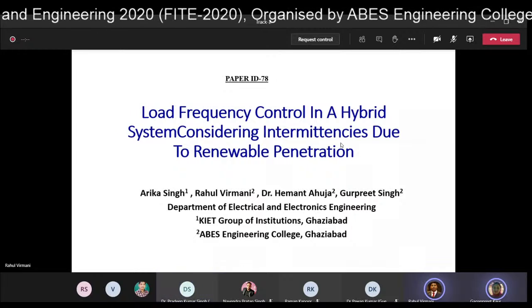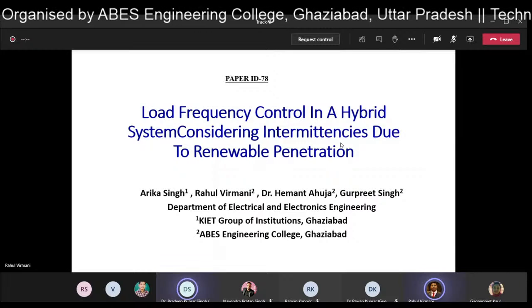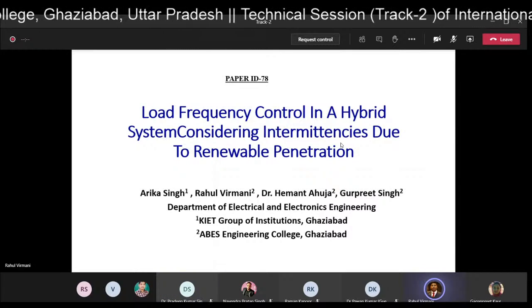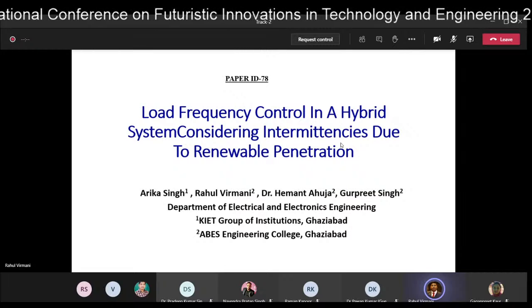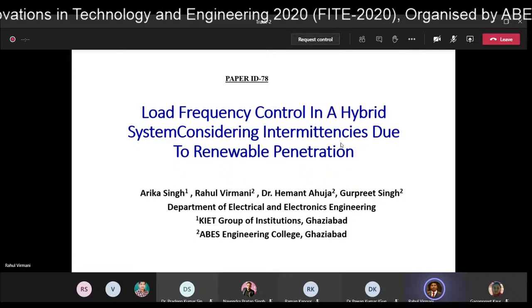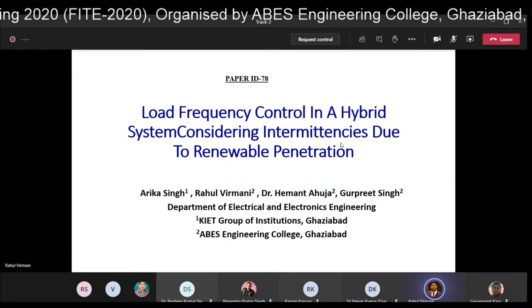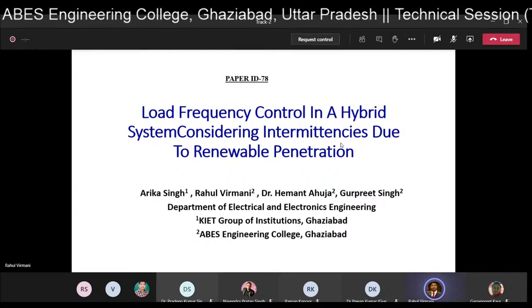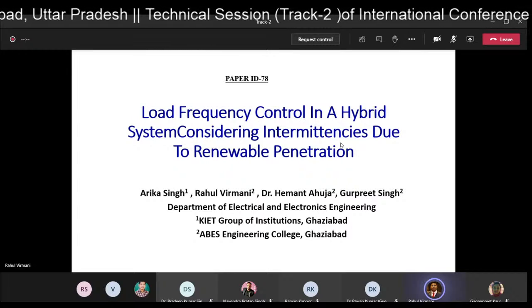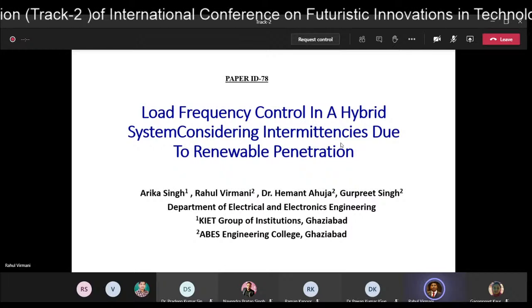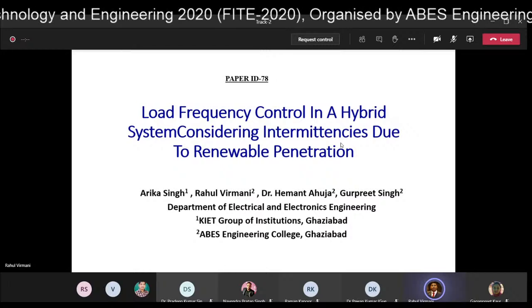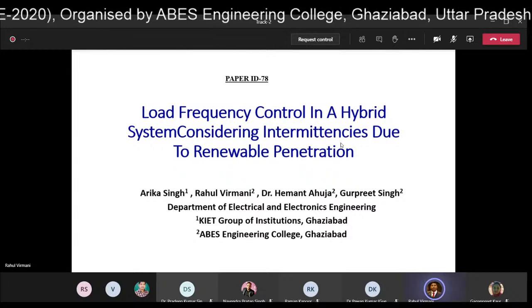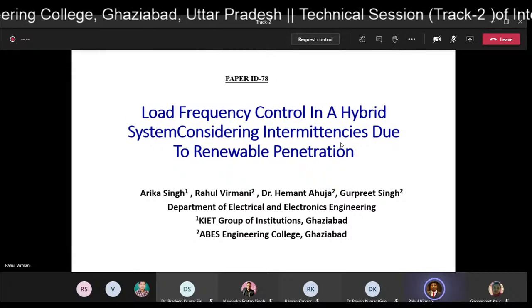First of all, I would like to thank the organizers of this conference for providing me an opportunity to present my work. The authors of this paper, entitled Load Frequency Control in a Hybrid System Considering Intermittencies Due to the Renewable Penetration, are Ms. Harika Singh, myself, Rahul Virmani, Dr. Hemant Ahuja, and Gurpreet Singh. Ms. Harika Singh is associated with KITE Group of Institutions Ghaziabad, and the rest of the authors are associated with ABES Engineering College Ghaziabad.